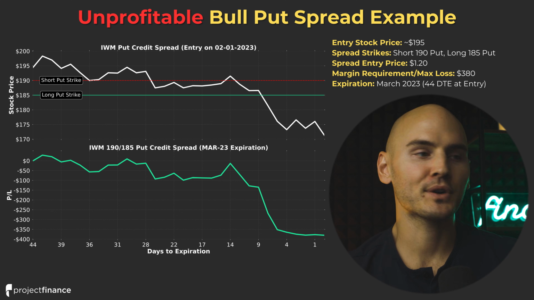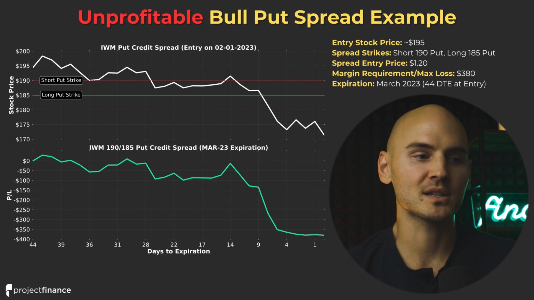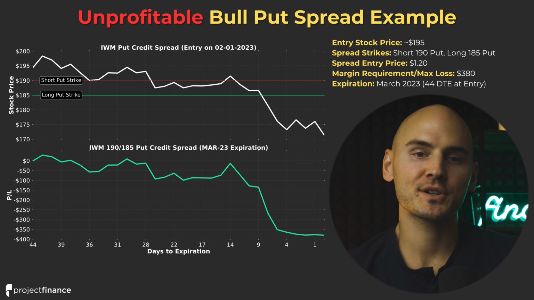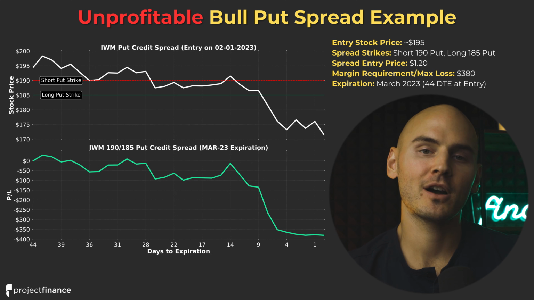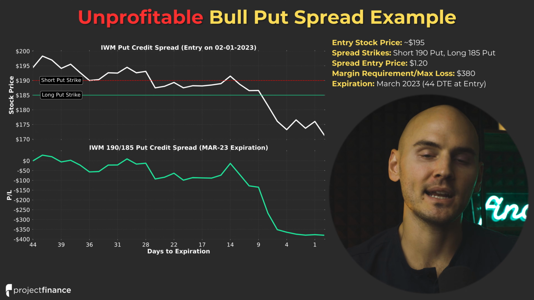And on the bottom part of the graph, we can see that unfortunately, this put spread went to the maximum loss potential of $380 at the time of expiration. And that means the return on capital here is a negative 100% since we put up $380 to enter this trade and we experienced a $380 loss.